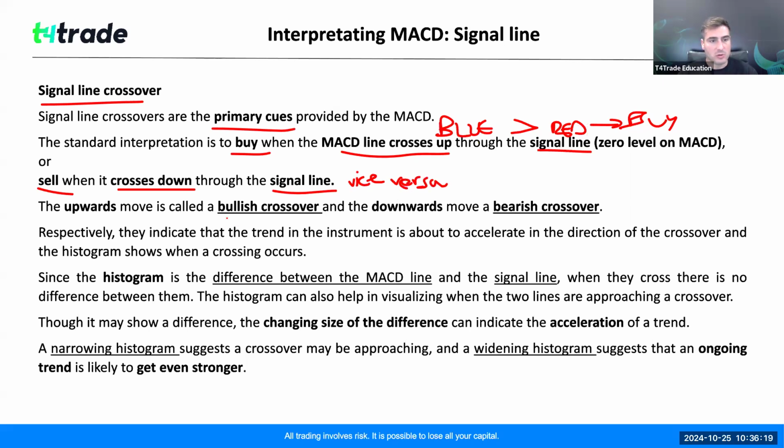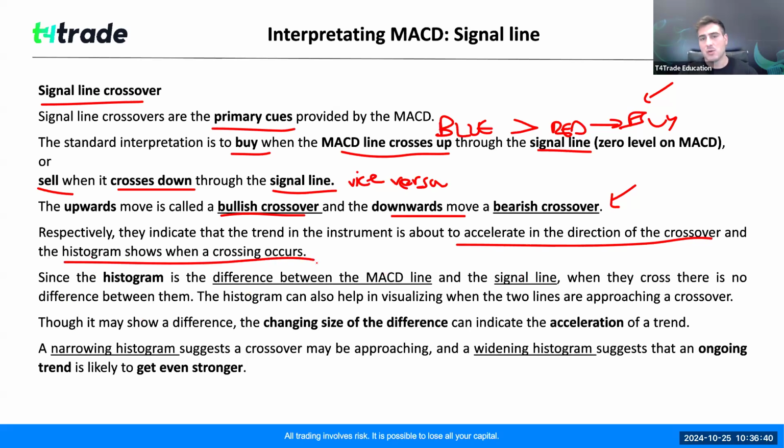The upwards move is called a bullish crossover. This is the bullish crossover, and the downwards move is called a bearish crossover or the death crossover. Respectively, they indicate that the trend of the instrument is about to accelerate in the direction of a crossover, not a shifting trend. And the histogram shows when a crossing occurs.